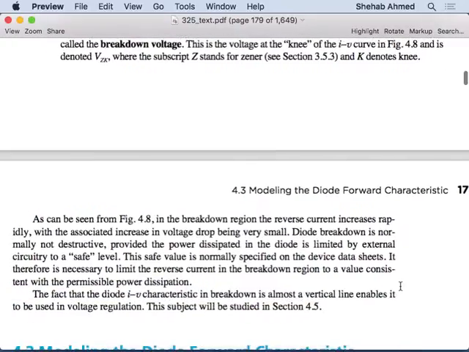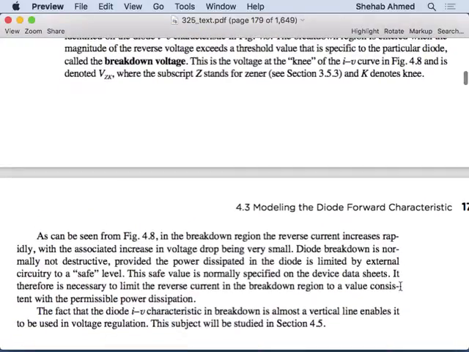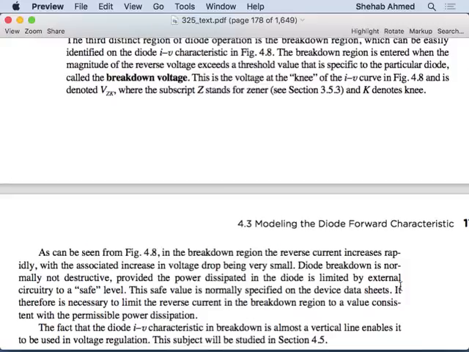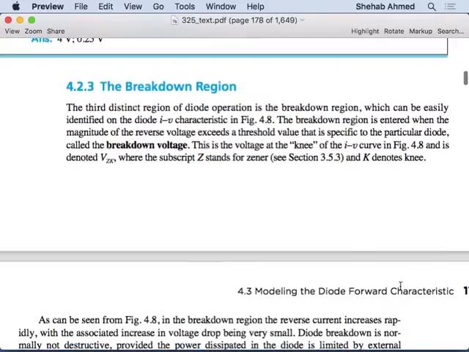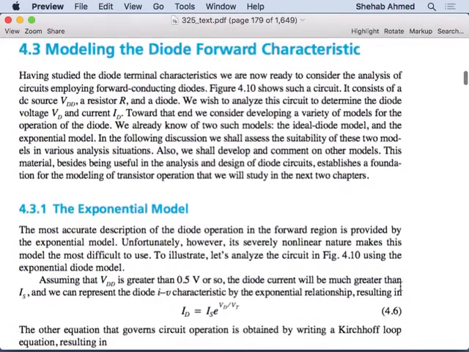Breakdown region. We discussed the Zener effect quite a bit before, so I will talk about it later in the chapter in more detail. For now, just know that you can operate the diode in reverse mode, and in reverse mode there's a region called Zener mode that is safe to operate in, and we will discuss that later in the chapter. It's just a quick discussion here.